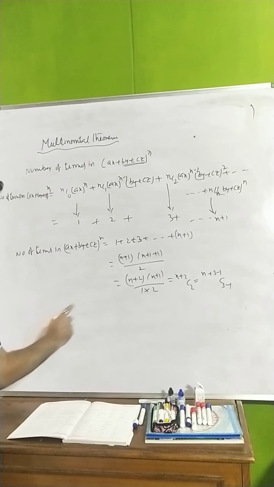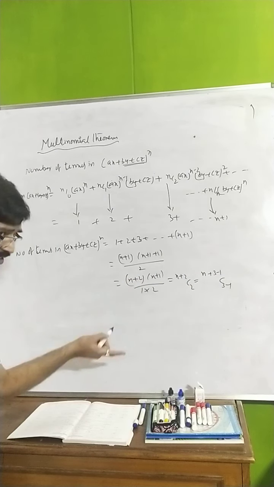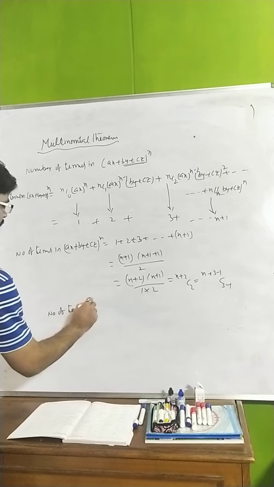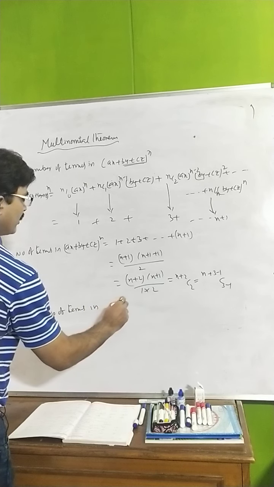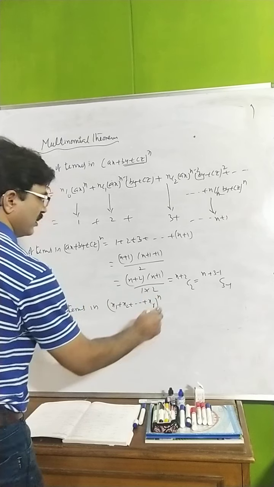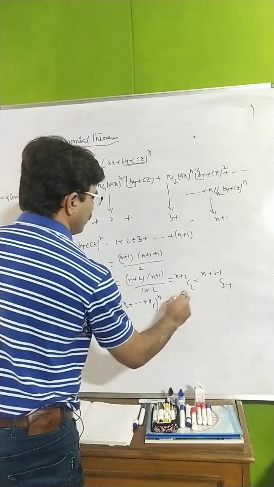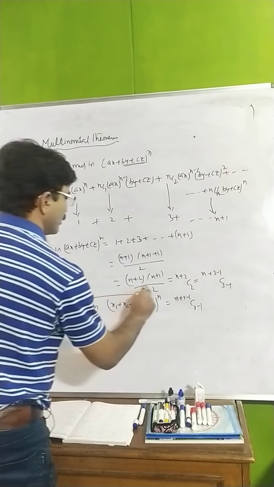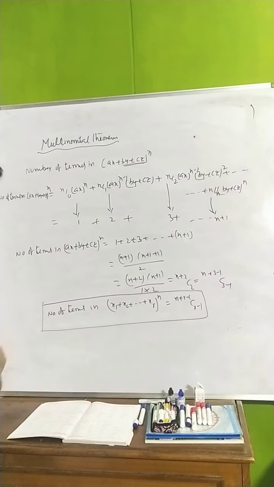So the generalized formula I can write. What is the generalized formula? The number of terms in (x1 + x2 + so on + xr) whole to the power of n is equal to n plus r minus 1 C r minus 1. Now you can use this as a formula.